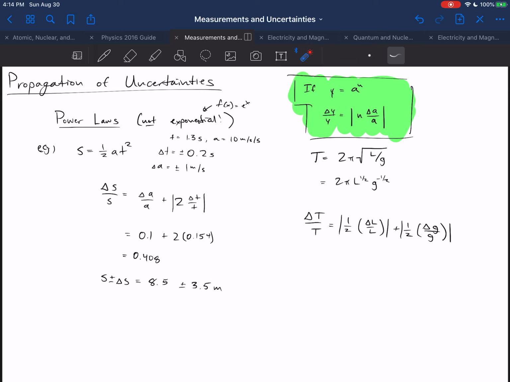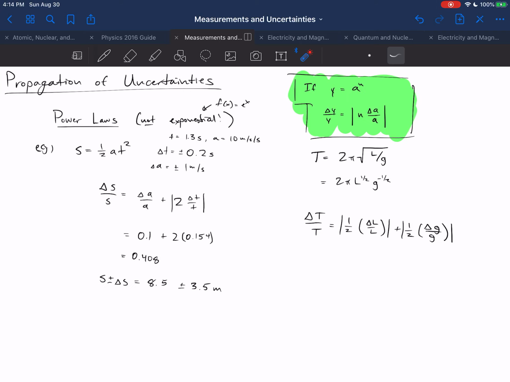But let's take a look at an example in practice. s is equal to 1/2 a t squared. This is an equation we will see later on in much detail. You'll become very familiar with it. But in this equation, this is not an exponential function. In fact, it's a quadratic. And a quadratic is a certain type or a subset of power laws.